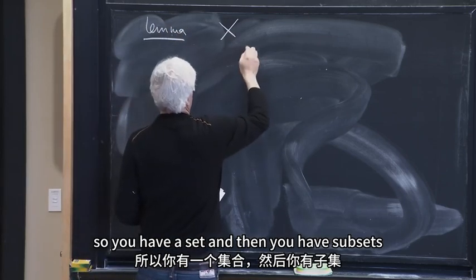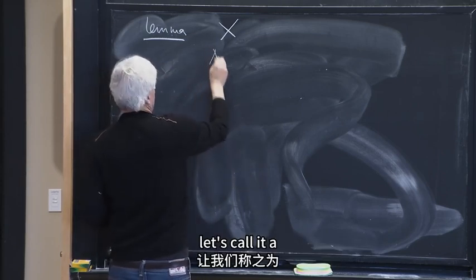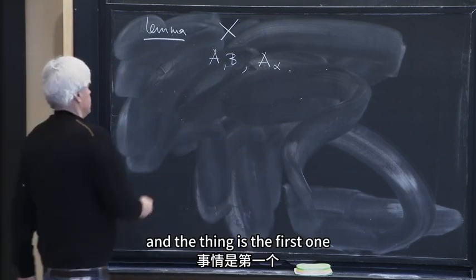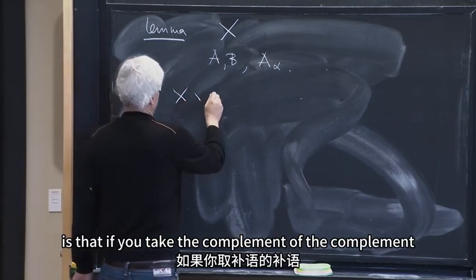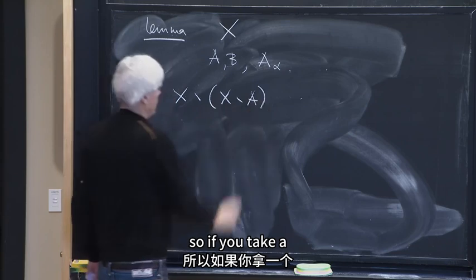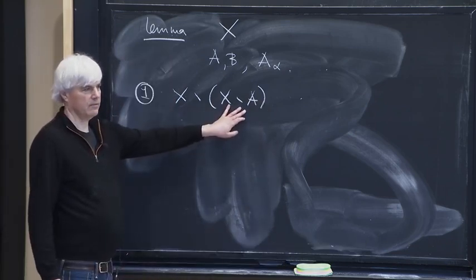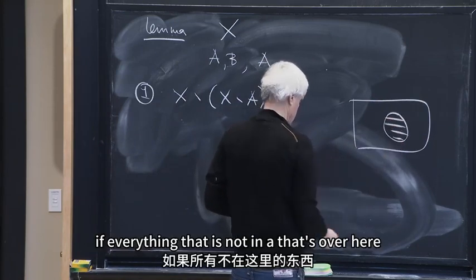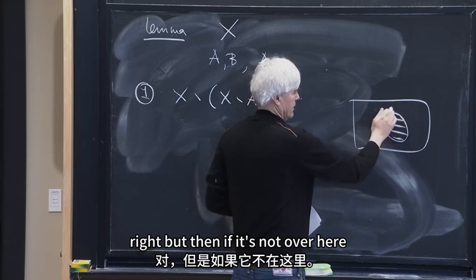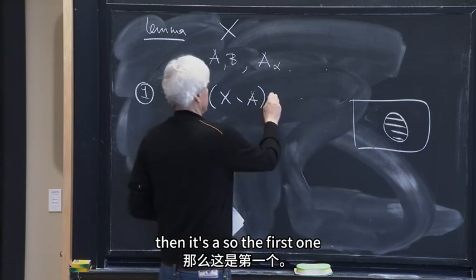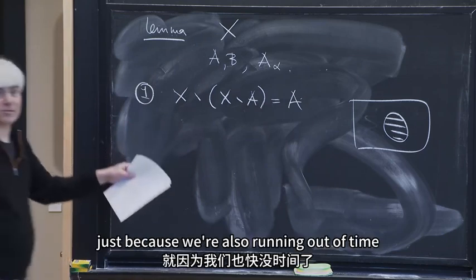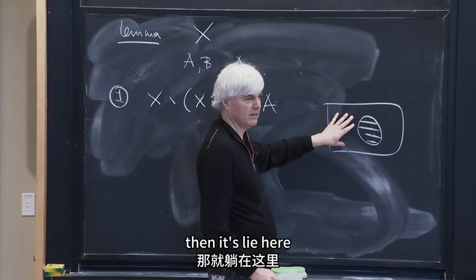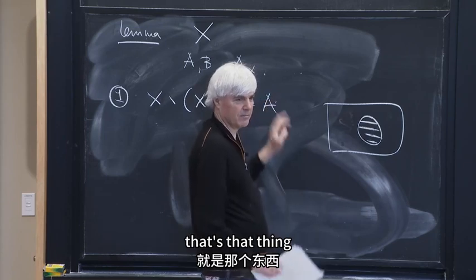So you have a set, and then you have subsets, let's call them A, B, and then a family of subsets. The first one is that if you take the complement of the complement, so if you take A and you take everything that is not in A, just think about it: here you have X, here you have A. Everything that is not in A is over here. But then if it's not over here, then it's A. So the first one is just that. And actually, just because we're also running out of time, we really proved this. If you have something that is not in A, then it lies here. But if it's not here, then it lies there. That's that statement. Okay.